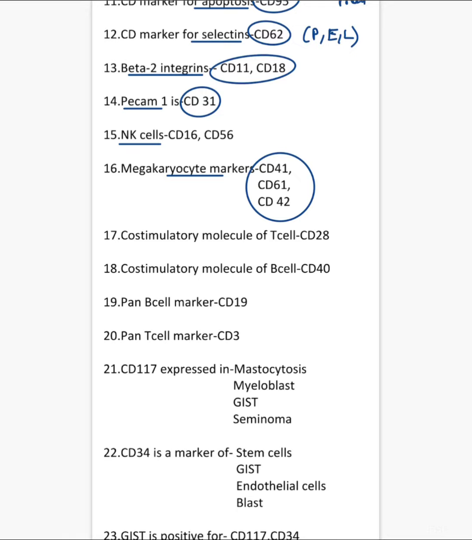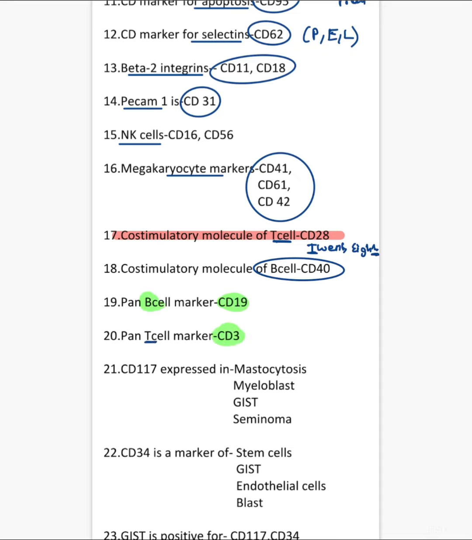Then co-stimulatory molecules. This is very important. That is your CD28 of T cells, guys. Okay, 28, 20 T. Okay, remember like this, T for 20, 28. Okay, that is your T cell CD28. For B cell, it's your CD40 co-stimulatory. Then pan B cell, pan T cell. Pan B cell is CD19. Pan T cell is your CD3.